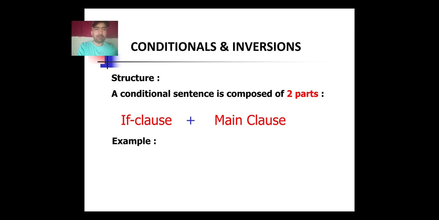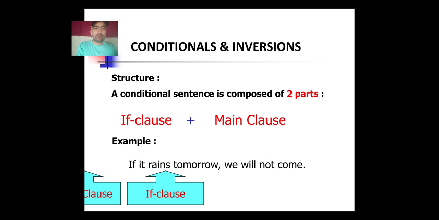Here is an example: if it rains tomorrow, we will not come. Here the if clause is placed as the first part and the second part is we will not come. You can say that the if clause is a cause and the main clause is the effect. So there is an action which causes something, and there is an effect of that. So rain is a cause and its effect would be that we will not come.